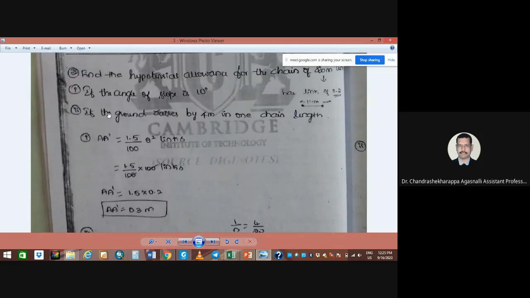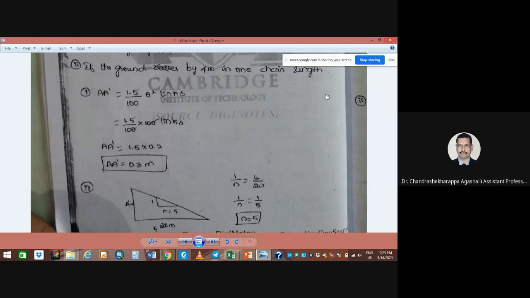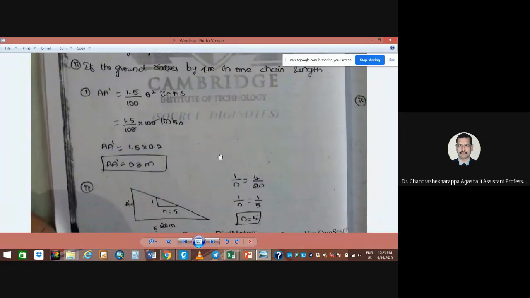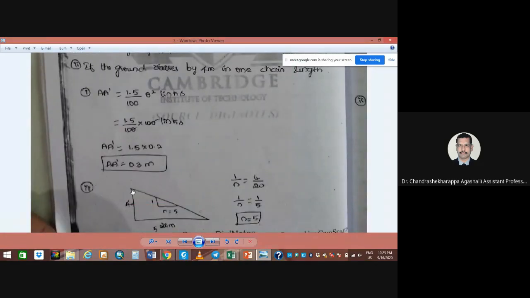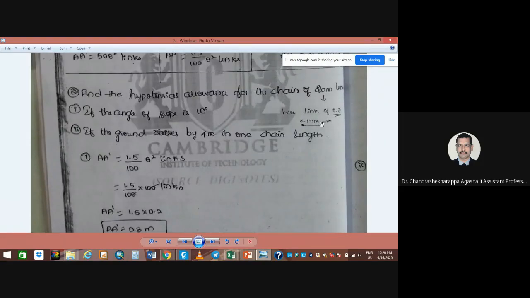And the second one is: if the ground rises by 4 meters in one chain length, what is that? 4 meters in one chain length. So you have to use this for every 4 meters. This is a 4 meter height, a one chain every 4 meters. If you rise it, this is a 20 meter chain, and the chain link has 0.2.